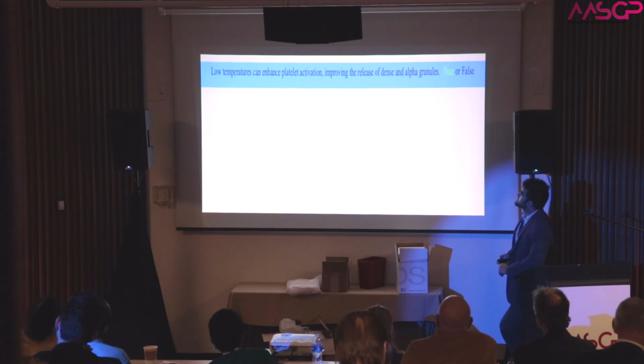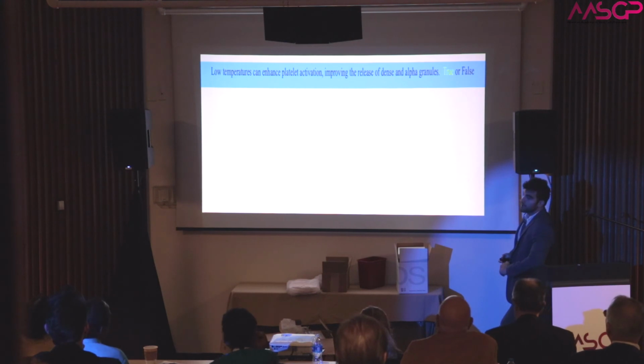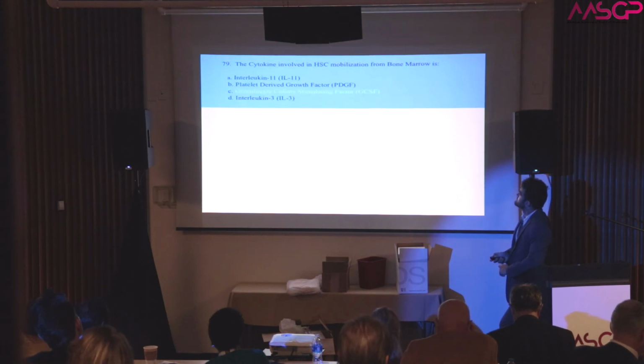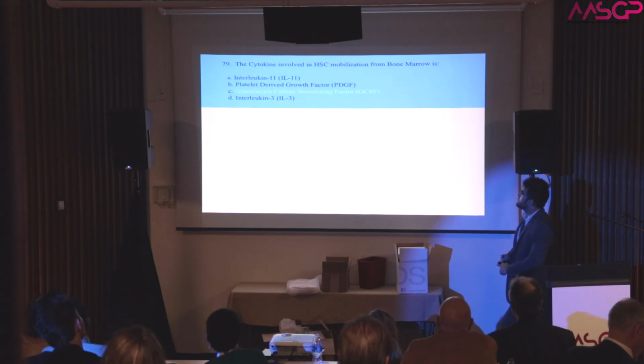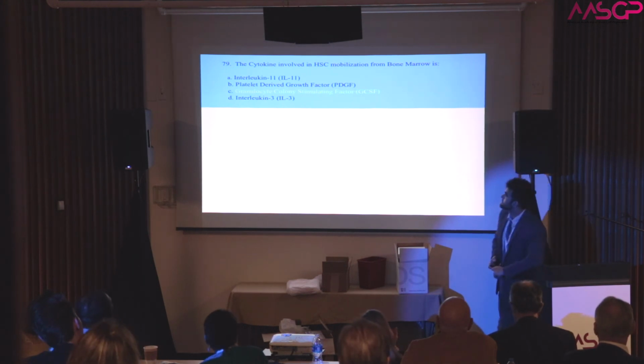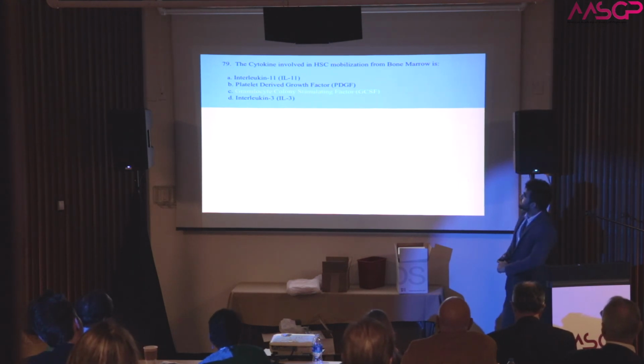Low temperatures can enhance platelet activation, improving the release of dense and alpha granules. Yes. So we saw that 40 degrees centigrade was one of the measurement variables used. The cytokine involved in hematopoietic stem cell mobilization from bone marrow is GCSF. If you look at the answers, it's the only one that makes sense. Granulocyte colony stimulating factor. So that's going to be your thing that's going to increase medical uses.